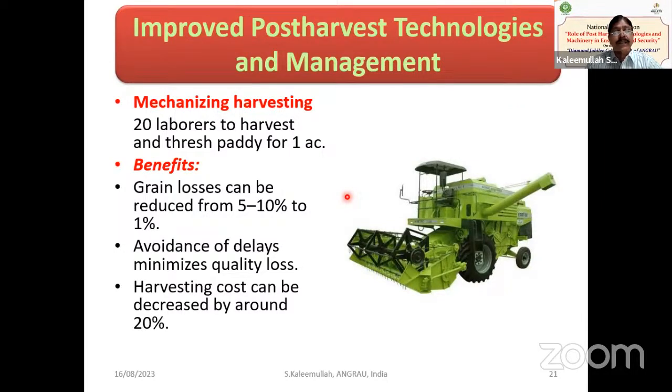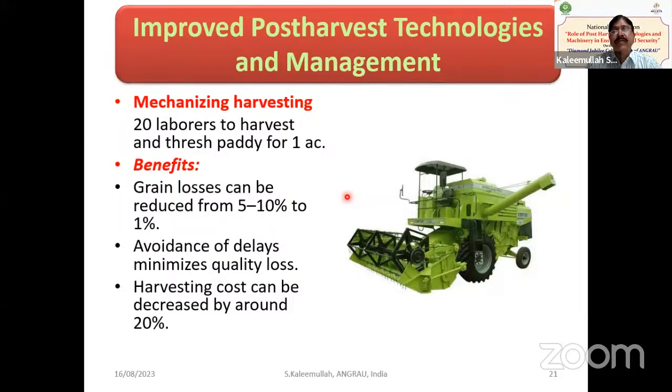In general, if you are using labor, we require 20 or 24 laborers to harvest and thresh 1 acre of the crop. But if you are using a combine, only 1 combine and 1 operator are required. Thereby, we can reduce the laborers. At the same time, it can harvest and thresh at least 10 to 12 acres per day.